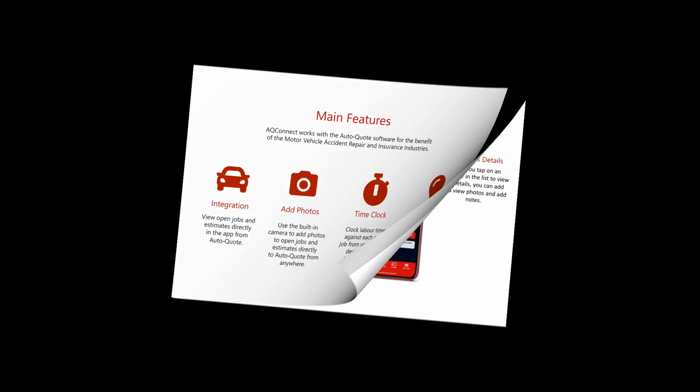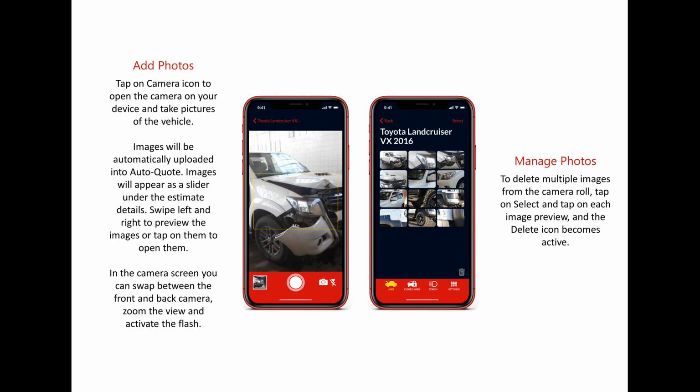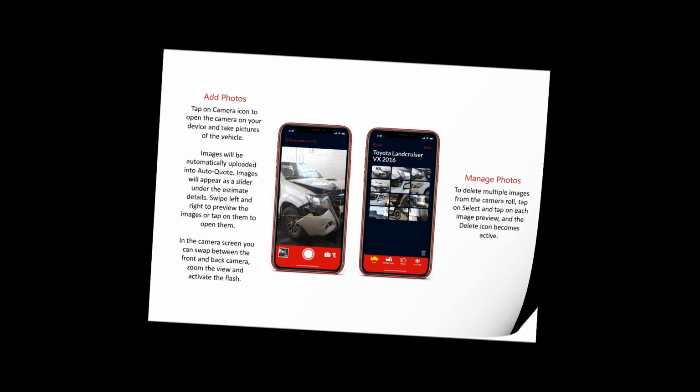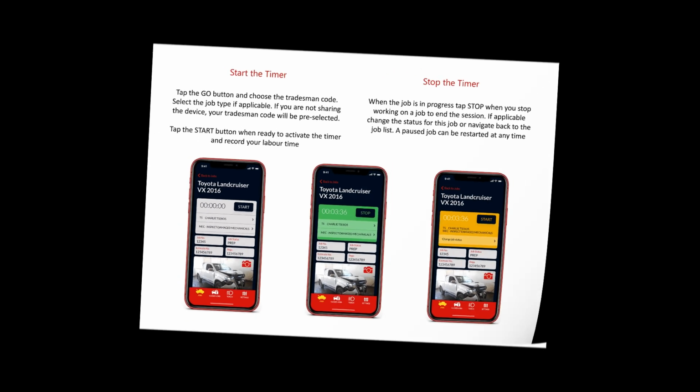The integration of AQConnect and AutoQuote allows the user to view open jobs and estimates directly in the app. The built-in camera is used to add images to open jobs and estimates directly to AutoQuote from anywhere. The time clock is used to clock labour times against each job from your mobile device.